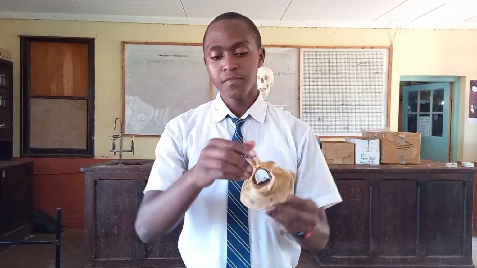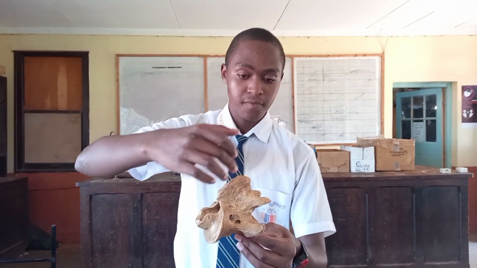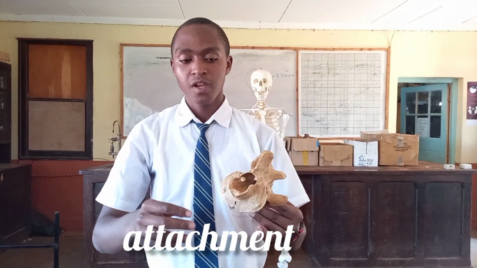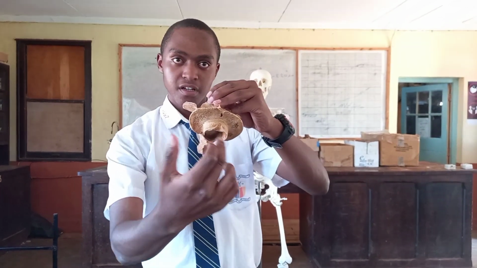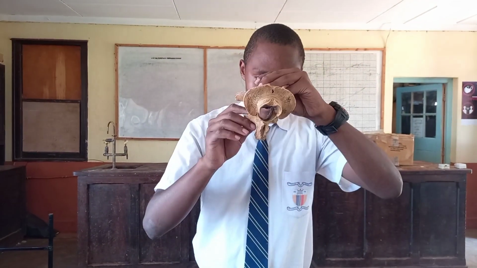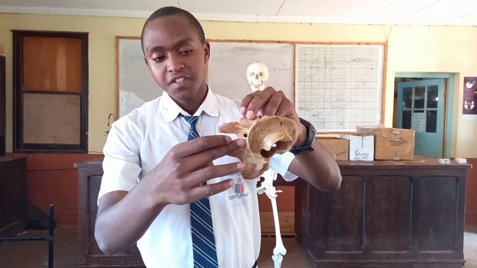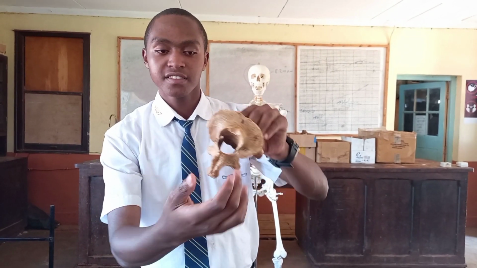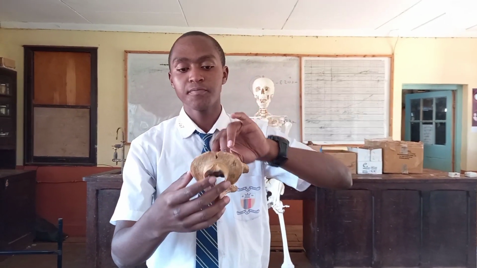And we have the neural spine. It is short and broad, to provide surface for articulation of the neck muscles. And we also have this huge hole, the neural canal. The sides are the neural arcs. They provide protection for the spinal cord.